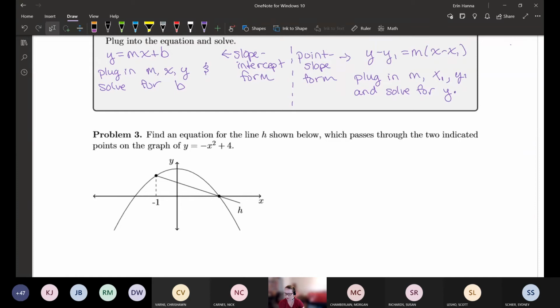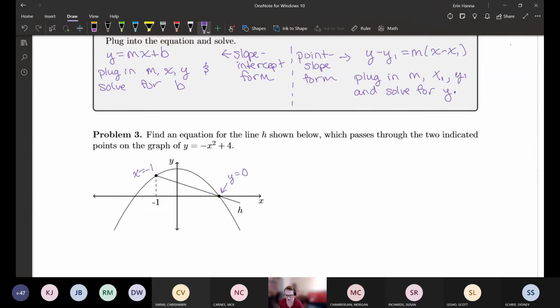There we go. So say I want to find an equation for the line h that's drawn below. So we have this parabola and then we have that straight line, which passes through the two indicated points on the graph y equals negative x squared plus 4. So it's essentially going through this point at x equals -1. And then we're not told what this point is, but it is going to be when y is 0. So notice that it's essentially the x-intercept of that parabola.